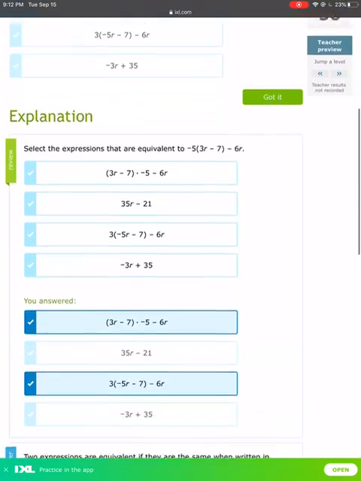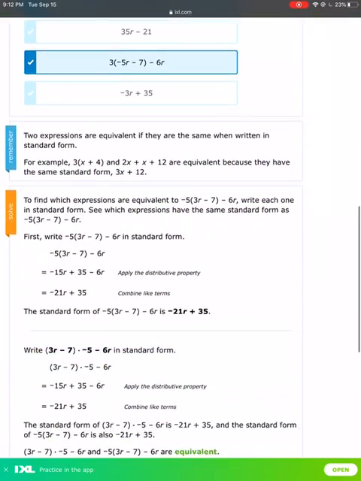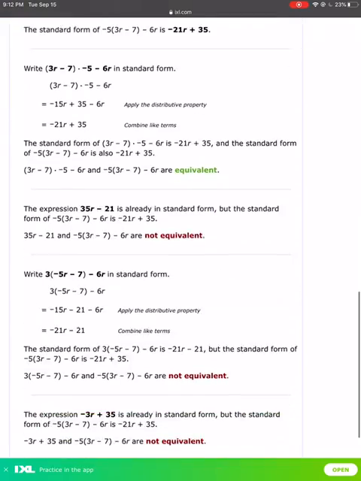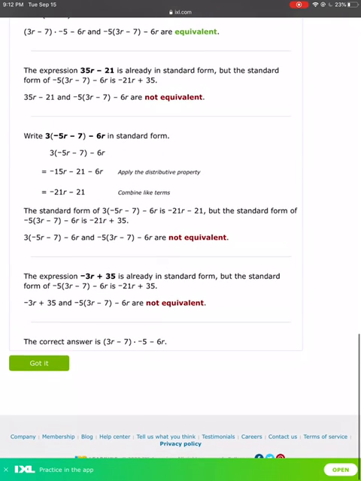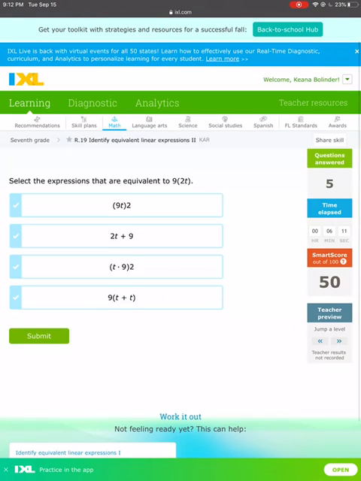Okay, so that just goes to show that we need to be paying close attention to these, and that this one is a little more difficult. Okay, so that is that.